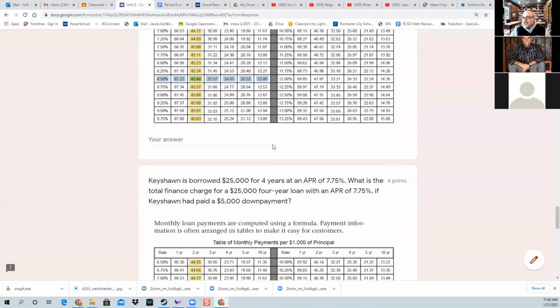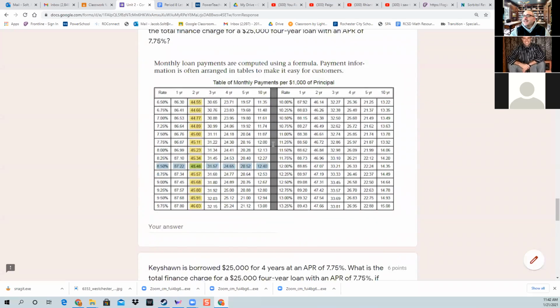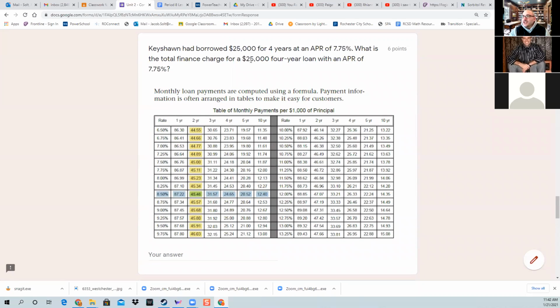So our second to last question for today, we have Keyshawn here. Keyshawn borrowed that $25,000 for 4 years, right? At an APR of 7.5%. So I'm going to find the monthly payment. There's 7.5%. There's 4 years. That's that $24.30. I got to multiply that $24.30 by 25, because this loan is 25 times bigger. That's that $607.50 again.